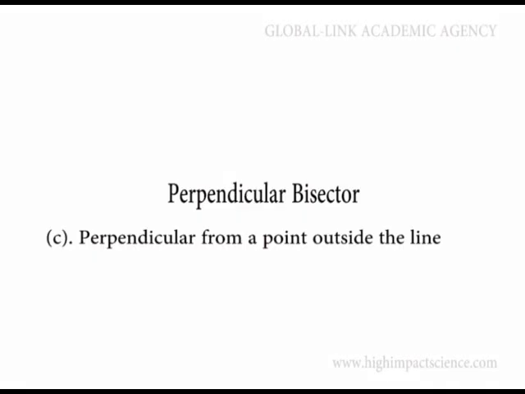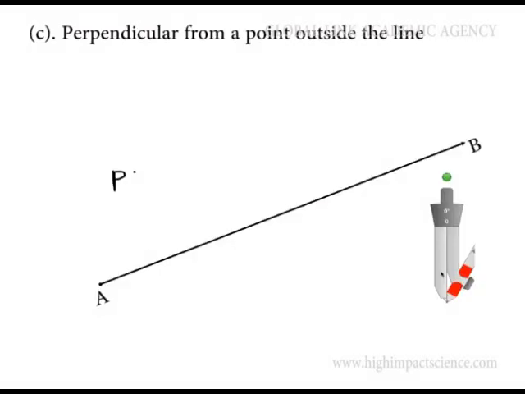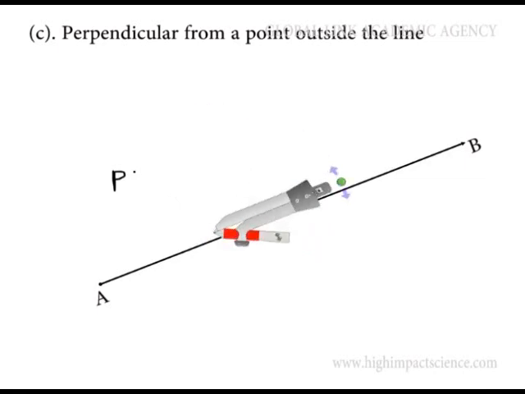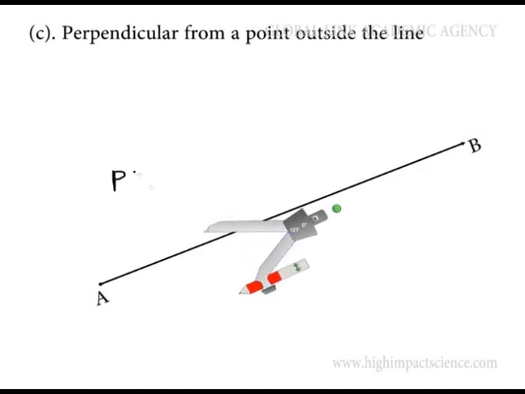Next is a perpendicular from a given point outside the line. In this case, we say we are dropping a perpendicular to a given line from a given point above or below the line. So there is the line. We want to construct a perpendicular to that line, but importantly, it has to pass through point P. So place the compass at point P.